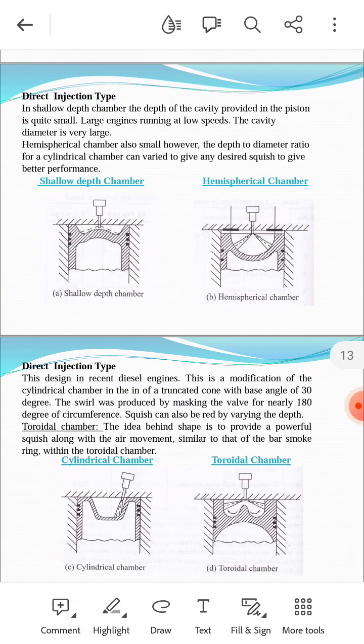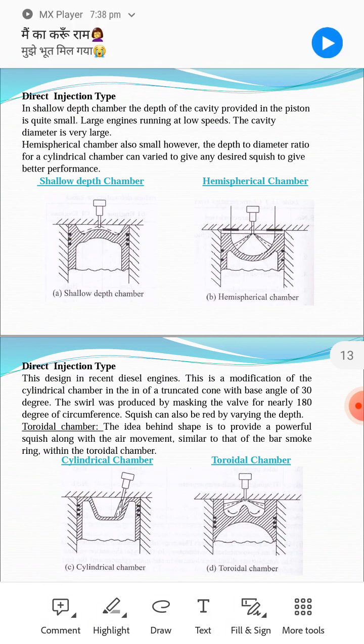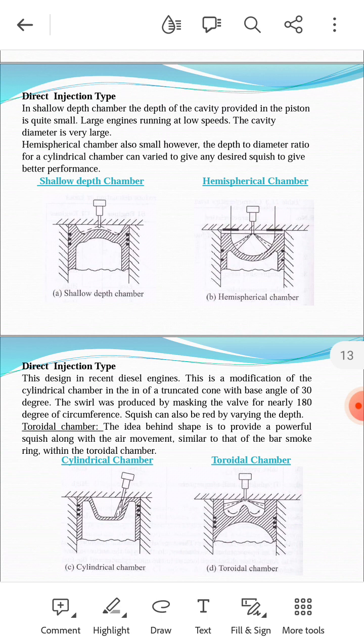The direct injection type, the design in recent diesel engines. This is a modification of the cylindrical chamber in the form of a truncated cone with a base angle of 30 degrees. The swirl was produced by masking the valve for nearly 180 degrees of the circumference. The squish can also be varied by varying the depth.